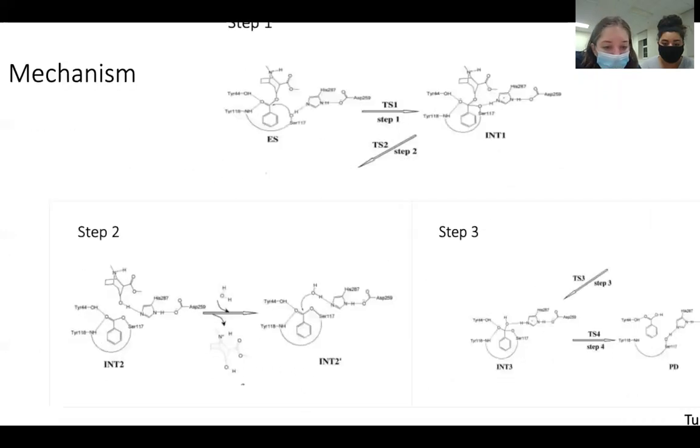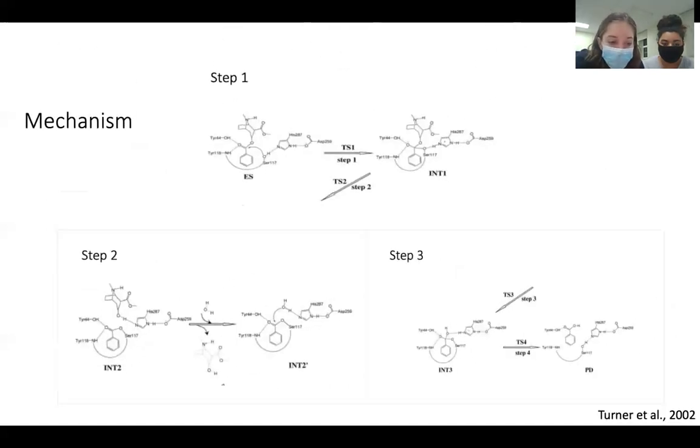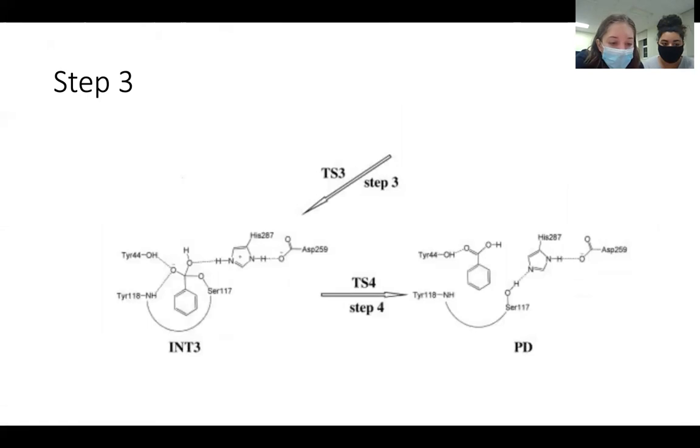And the second step, hydrolysis, results in a dissociation of the cocaine benzyl ester, which is the first product, and the enzyme, in which a water molecule acts as a nucleophile and makes a second tetrahedral intermediate. And finally, dealkylation: the second tetrahedral intermediate collapses and the free form of the enzyme is restored with a second product, which is benzoate.